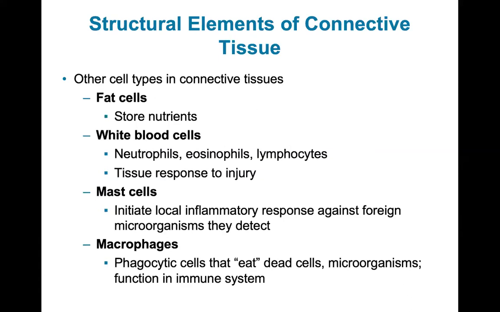Other cell types that we find in connective tissues, fat cells will store nutrients, white blood cells, neutrophils, eosinophils, lymphocytes. These are involved in immune response. Mast cells, these will initiate local inflammatory responses against foreign microorganisms that they detect, and macrophages, which would be an example of a phagocytic cell. Phagocytosis being a process in which you have a cell that would engulf, say, another cell or a bacterial cell or a microorganism and digest it through lysosomal activity.